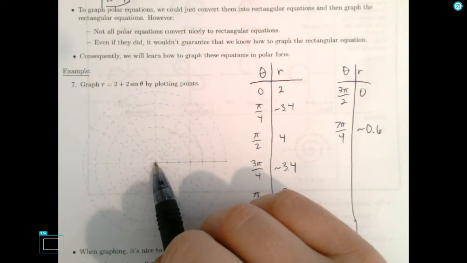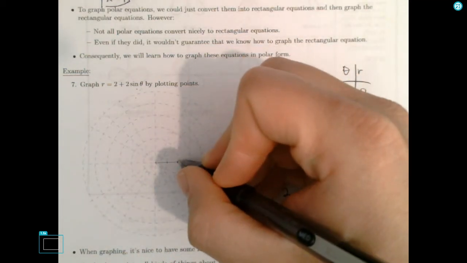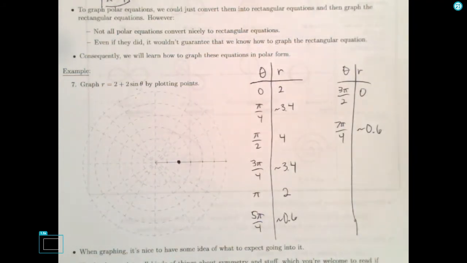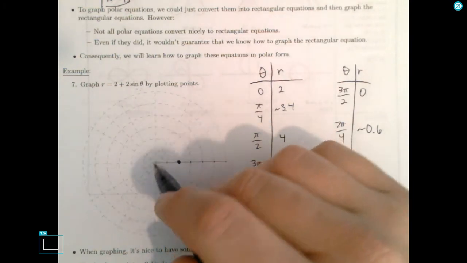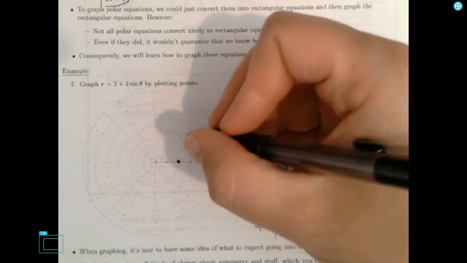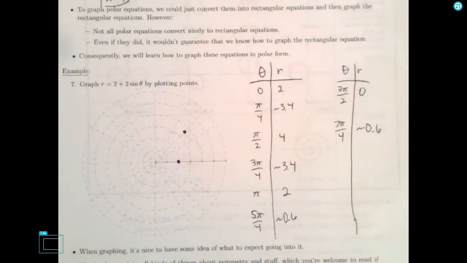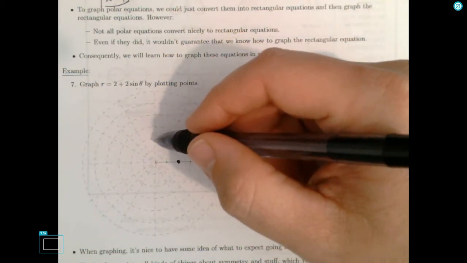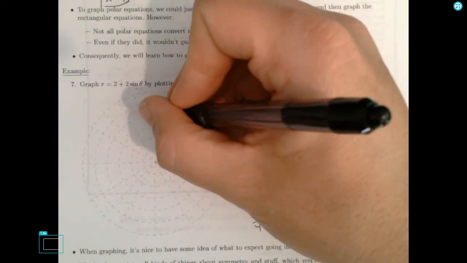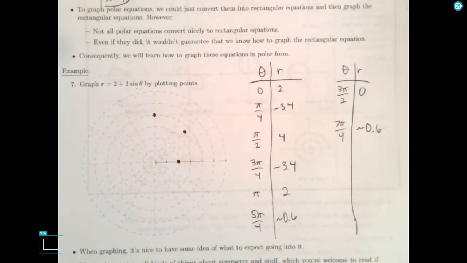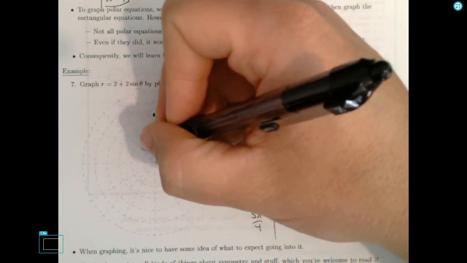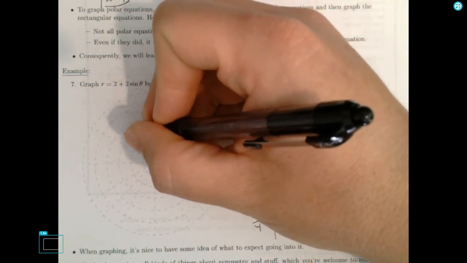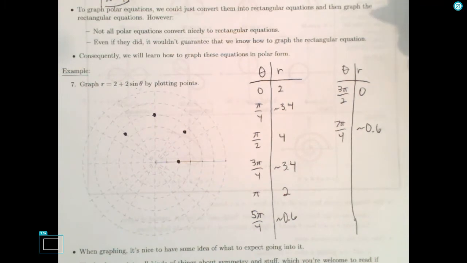So when theta equals 0, r equals 2. When theta equals pi over 4, r is about 3.4. 1, 2, 3.4. We'll say right about there. When theta equals pi over 2, r is 4. 1, 2, 3, 4. When theta is 3 pi over 4, we're back out to 1, 2, 3 and a half-ish. A little less than a half.